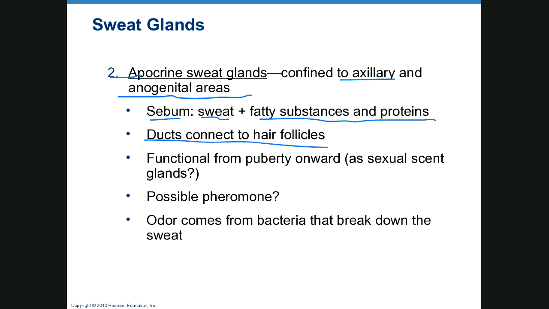They don't function until puberty, which makes some people think they may actually be some sort of pheromone. Now, this is in a clean person. Now, when you start to get the stink, funk, horrible deodorant failure that we've all had at some point in our life, that odor is coming from bacteria that has started to break down the sweat.